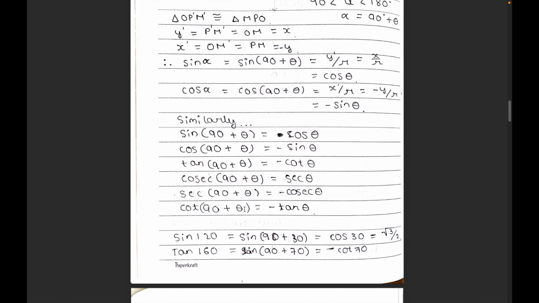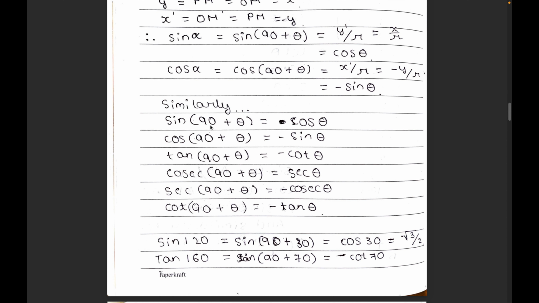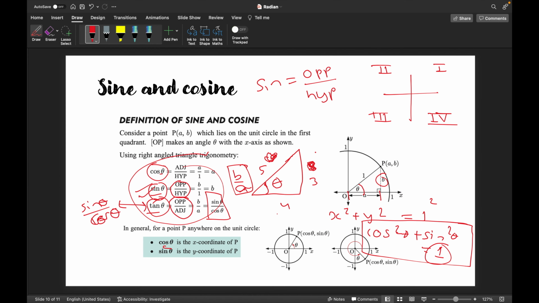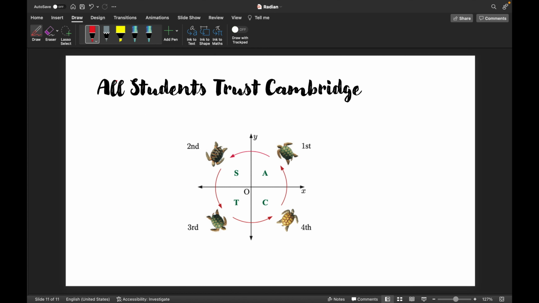Know the formula. So sine 90 plus theta would be cos theta, and cos 90 plus theta would be negative sine theta. You might be confused why this is plus, this is negative. Let me show you this. So you'll have to remember this.